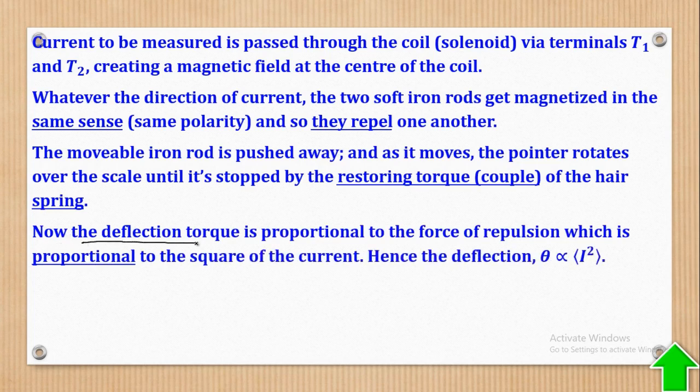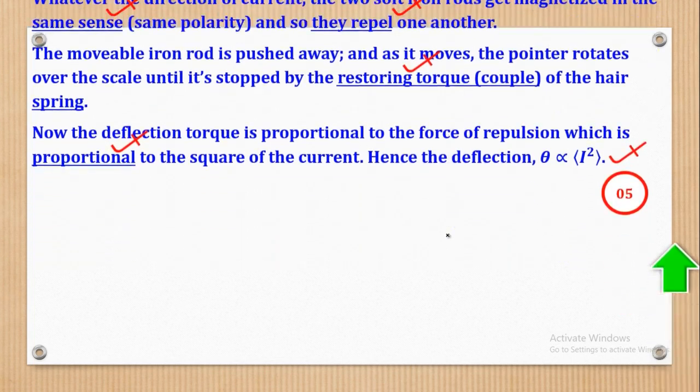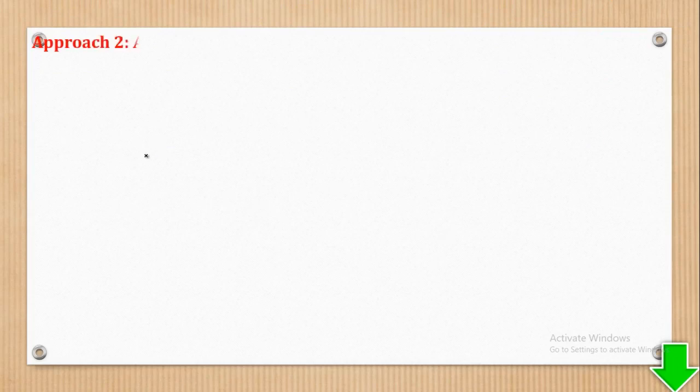At this point, the deflection torque is proportional to the force of repulsion, which is also proportional to the square of current. Therefore, the deflection theta is proportional to the mean square of the current. And in that case, alternating current would be measured. So that is how marks would be awarded. But there is also an attraction type. So we need a diagram. Let's first draw a diagram.